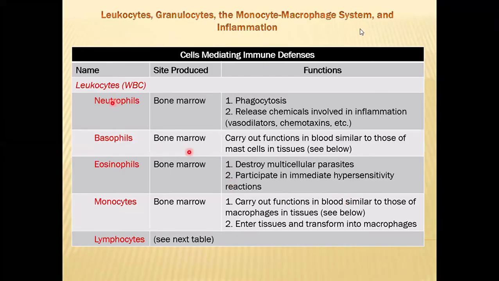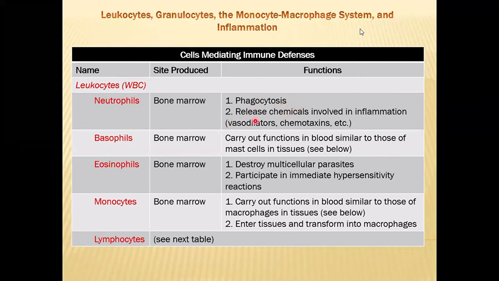So this is just a summary of the various WBC, the site where they're produced, and their function. We'll just run through it fast, because again, in the next chapter at the start. If you notice, neutrophils are produced in the bone marrow. Neutrophils, basophils, eosinophils, monocytes.